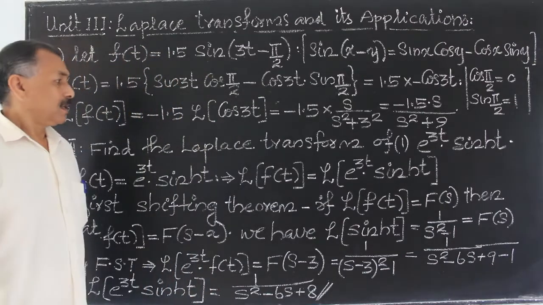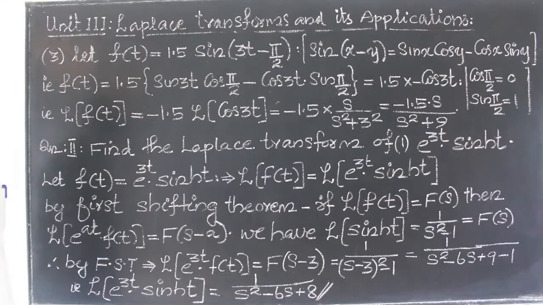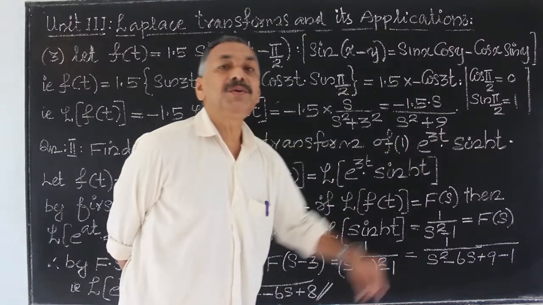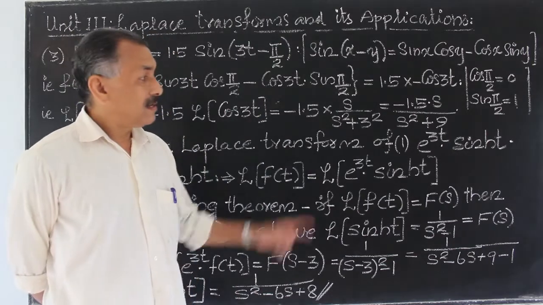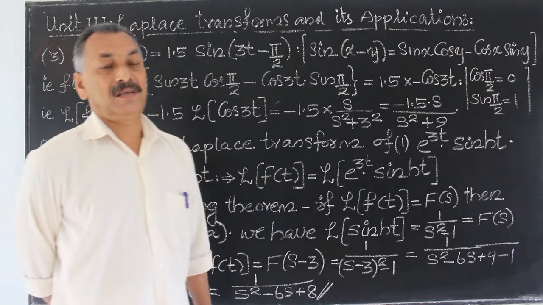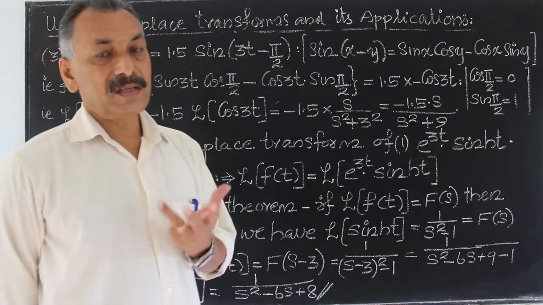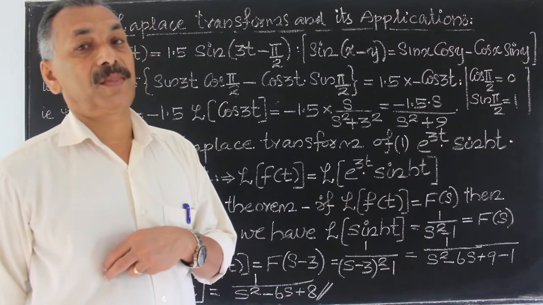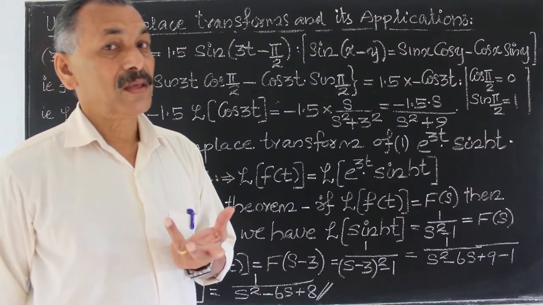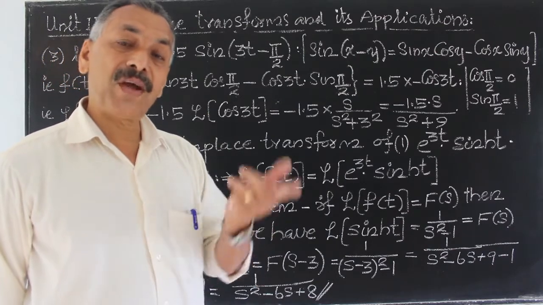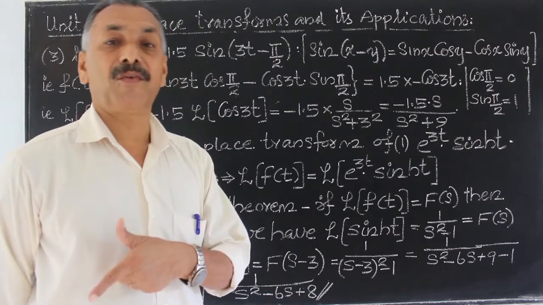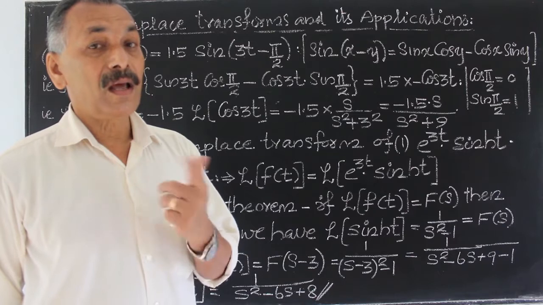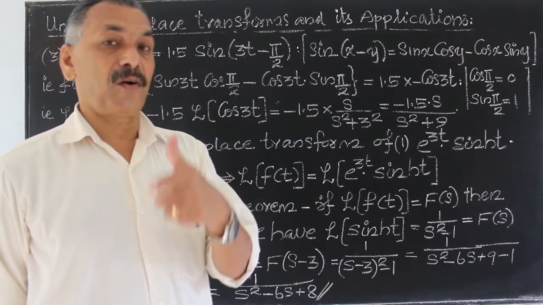So again, now consider this problem. Find the Laplace transform of e raised to 3t into sin ht. e raised to 3t into sin ht. See, we have already discussed the first shifting theorem or s shifting theorem. What is s shifting theorem? If Laplace transform of a function f of t is equal to capital F of s, if L of f of t is equal to F of s, then L of e raised to at into f of t.